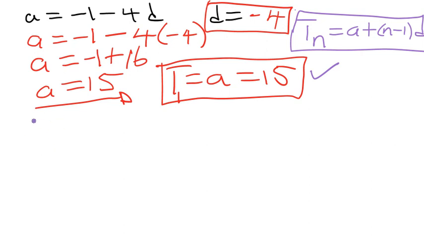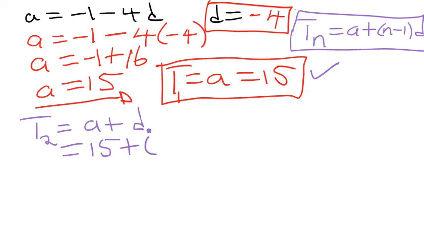Let's find term 2. T2 is equal to a plus d. Good. Now that is equal to, what is our a? 15, plus open bracket, what is our d? Minus 4. So this will give me 11. T2 is equal to 11.